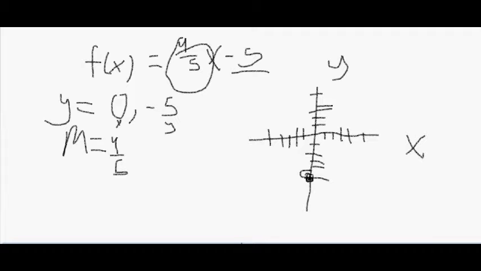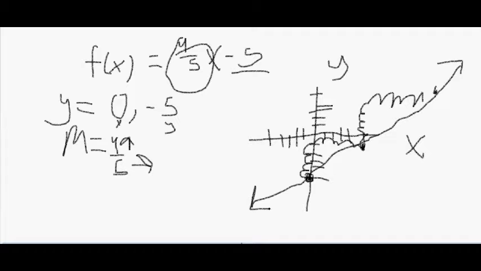Then we go up 4 and across 5. So 1, 2, 3, 4, then across 5. 1, 2, 3, 4, 5. Same again. Excuse me, it should have been up 4 and then across 5. Anyway, up 4 and across 5. The numerator is up and the denominator is across. Then we just draw the line like this. That's how you find the y-intercept, and I've explained what the slope of the line is.